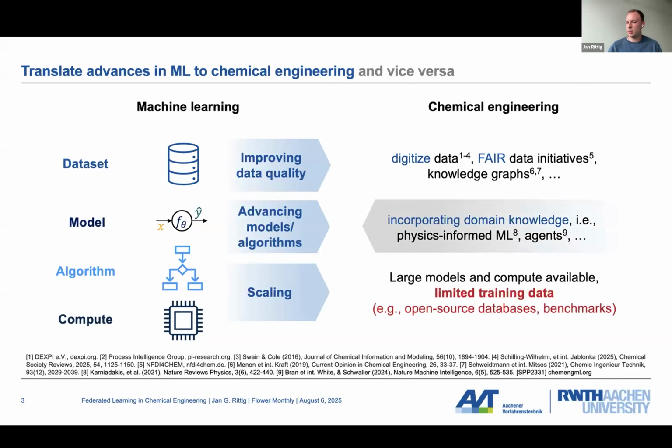And then for the last part, for the scaling, we know that large models and compute are available, but a big bottleneck in machine learning development for chemical engineering is the limited training data. So we are missing open source databases, also benchmarks, and most of the data is currently not accessible to machine learning models. So the focus of this talk will be on the dataset scaling, looking at the question, can we scale up training data?